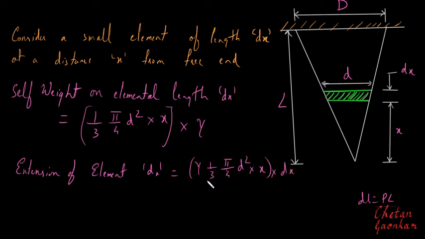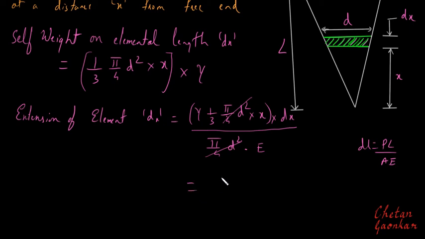Then I need to divide this by the area. The area will be pi by 4 d square, and then I have to multiply this by E. So in this case I can very well neglect this term against this term, and finally I will get 1/3 of gamma divided by E multiplied by x times dx. So this is the extension in this small element of length dx.